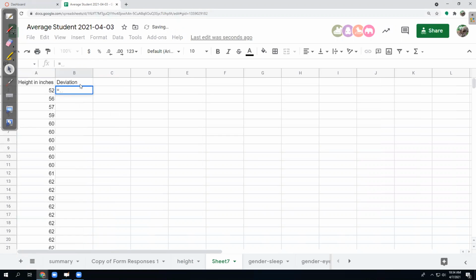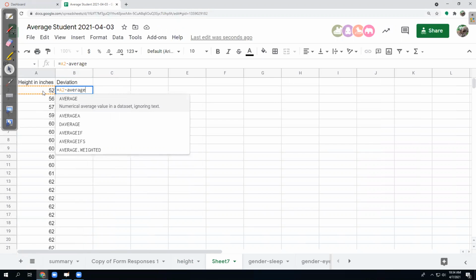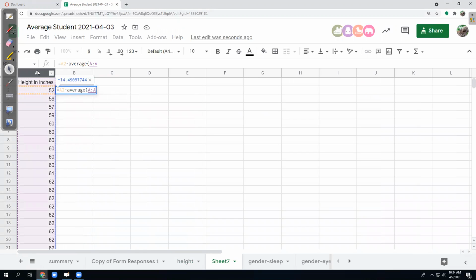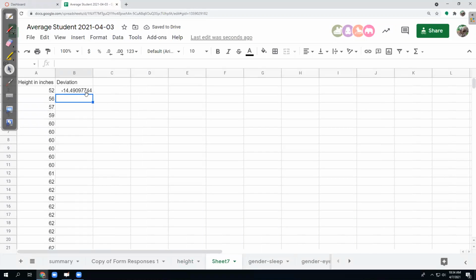So for example, for 52, the deviation would be take that number 52 and subtract the average. So I'm just going to calculate the average on the fly here. So 52 has a deviation of negative 14-ish. So it's about 14 inches below average. Now I'm going to calculate all of the deviations by just filling this down.